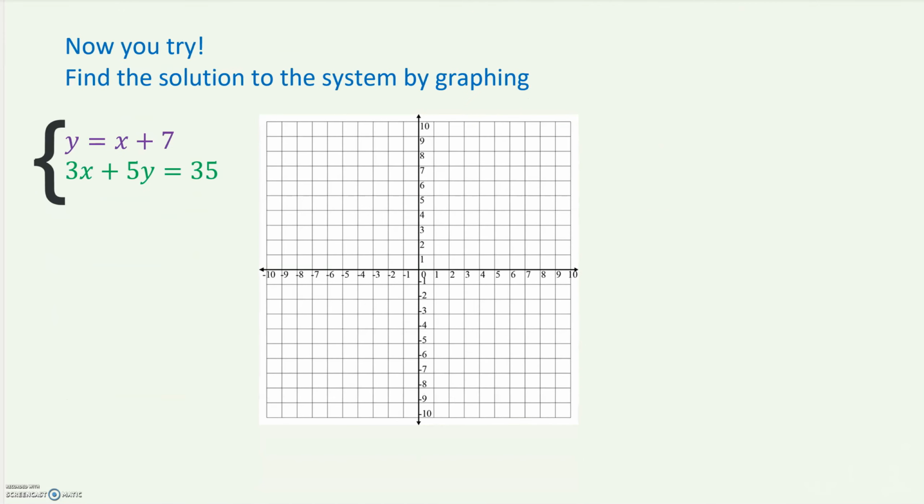So now I want you to try. Go ahead, put these both into slope-intercept form. The first one's already there for you, so that's nice. So you're just taking that green equation, putting it into slope-intercept form, right? For the green equation, you want it to be y equals. Get that y all by itself. Go ahead, try that out, and pause the video.